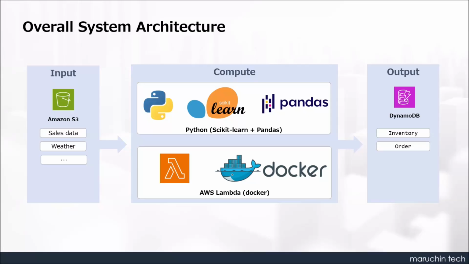For compute, we will use AWS Lambda. Lambda is a serverless compute service ideal for running lightweight processes. Crucially, Lambda supports container images, so we will deploy our Python application packaged as a Docker container. Inside the Python application, we will use pandas for data manipulation and Scikit-learn, a standard library for machine learning.